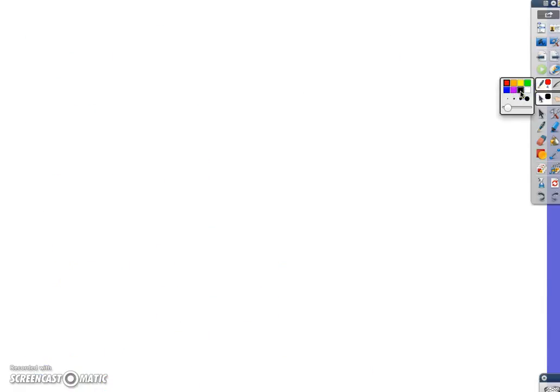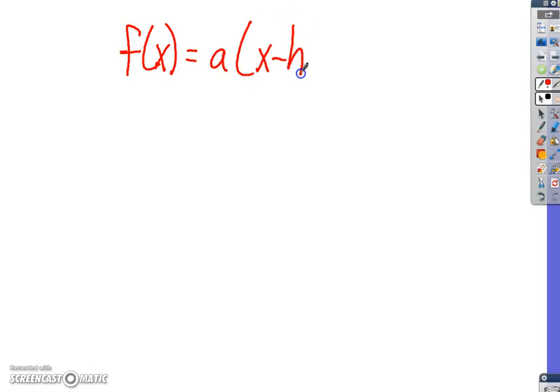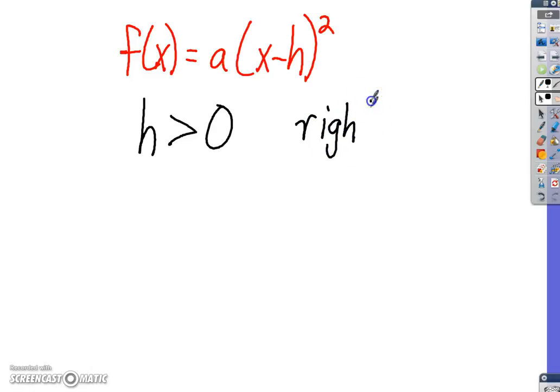So let's go ahead and wrap this up. Let's come up with a conclusion. If we look at a function f of x equals a times (x minus h) squared, and we summarize what happens: if h is greater than 0, in other words, if h is a positive number, say we wind up with x minus 4, so we've got a positive 4 in here, that's going to shift it to the right.